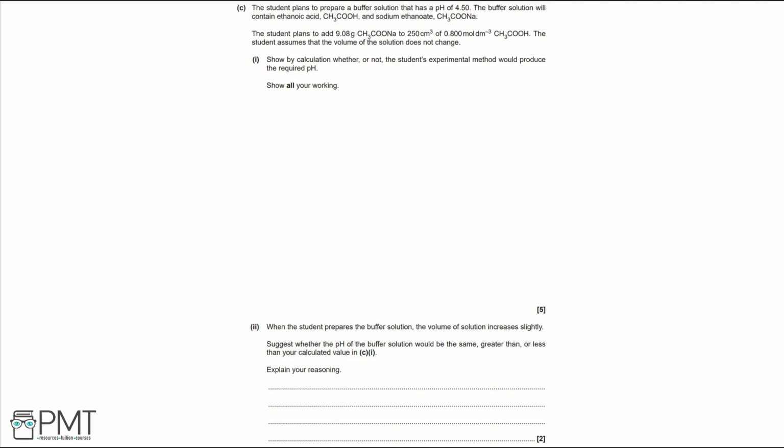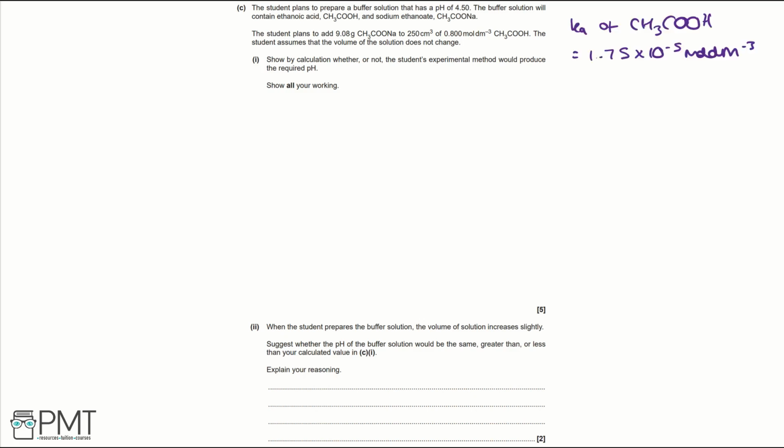Part C. The student plans to prepare a buffer solution that has a pH of 4.50. The buffer solution will contain ethanoic acid, CH3COOH, and sodium ethanoate, CH3COONa. The student plans to add 9.08 grams of CH3COONa to 250 centimeters cubed of 0.8 moles per decimeter cubed CH3COOH. The student assumes that the volume of the solution does not change. Part 1. Show by calculation whether or not the student's experimental method would produce the required pH.